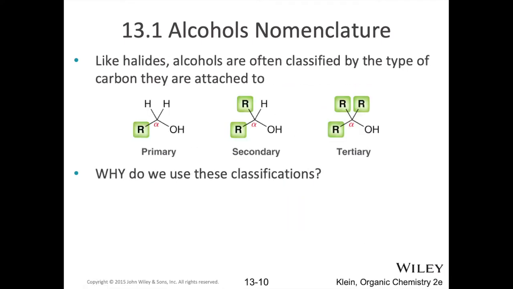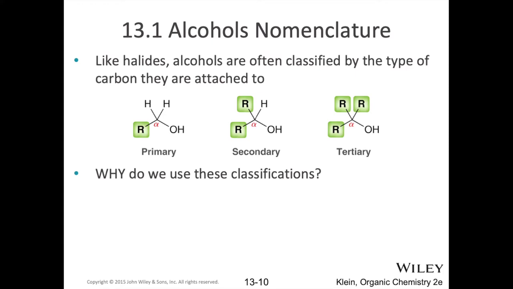Just like alkyl halides, our alcohols can be primary, secondary, or tertiary. So you look at that alpha carbon, the carbon that's attached to your alcohol group, and you see how many alkyl groups are attached to it. Now, if you have no alkyl groups, if you have only 3 hydrogens attached to that alpha carbon, it's just a methyl group. But depending on whether you have 1, 2, or 3 alkyl groups swapped out for hydrogens, your alcohol will be primary, secondary, or tertiary, respectively.